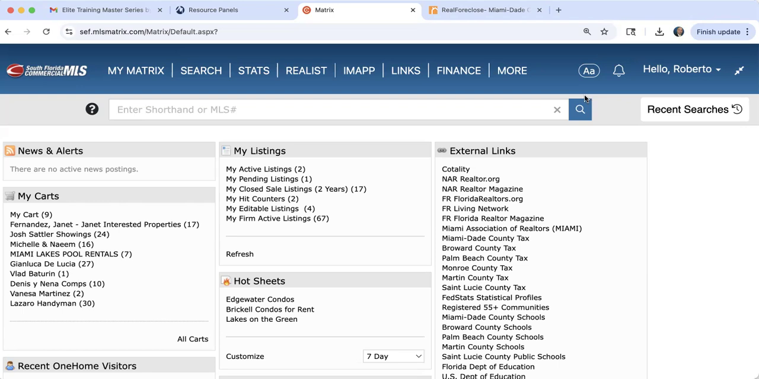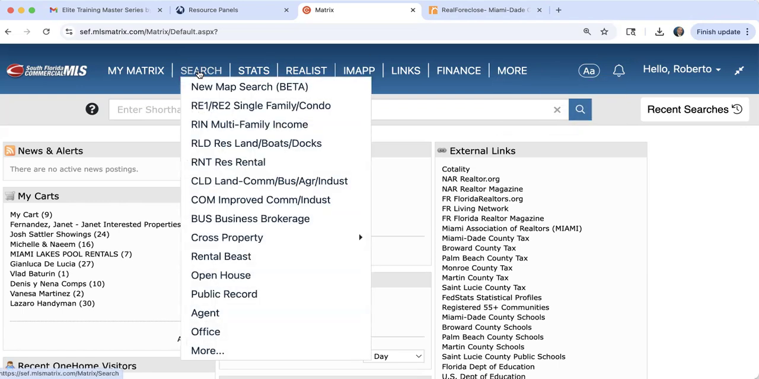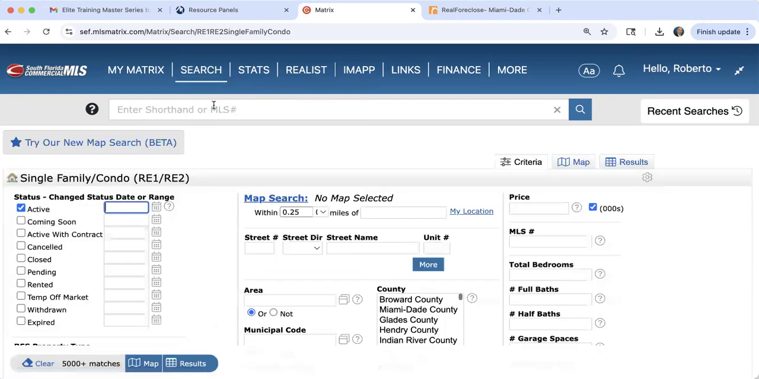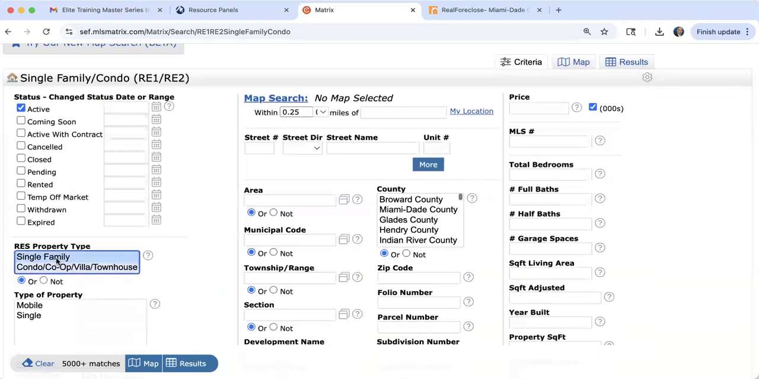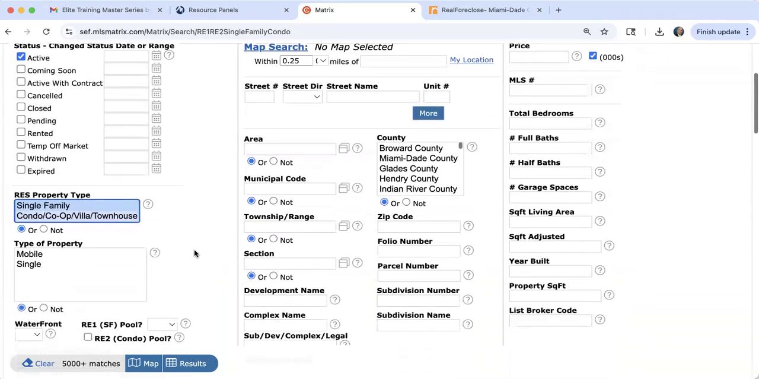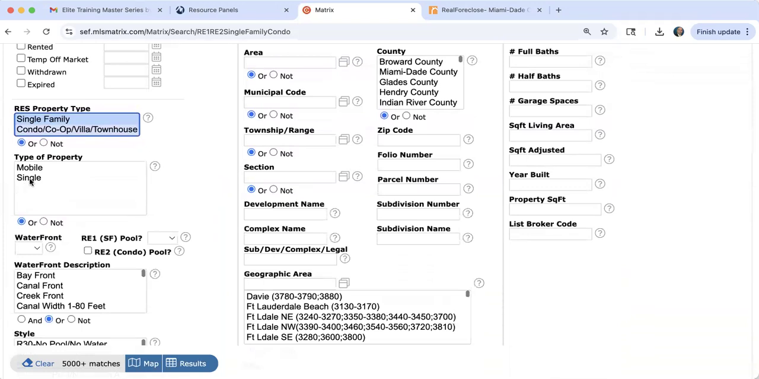All right, so let's go ahead and get started by searching for a single family home. So we're going to click on search, RE1, RE2, and we are going to search for a single family home. We're not going to run this scenario for a condo. We're going to run the scenario for a house. So clicking on single family home, then clicking on single here for type of property.